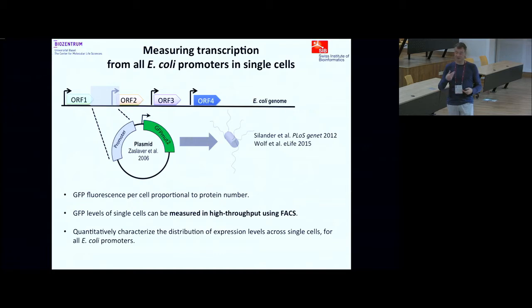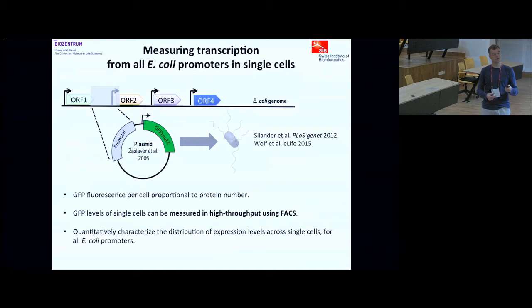So what you can then do is put these plasmids in the cells, and assuming that the GFP fluorescence per cell is proportional to protein number, and we know that this is a good approximation, you can then measure the distribution of the amount of GFP per cell. And you can do this in high throughput using a machine called a FACS. And so this is actually what we did.